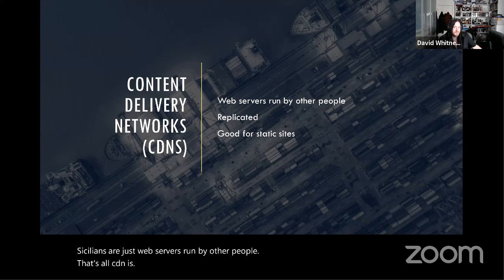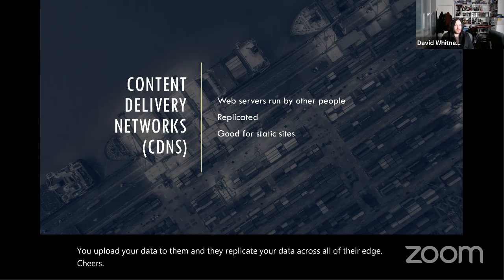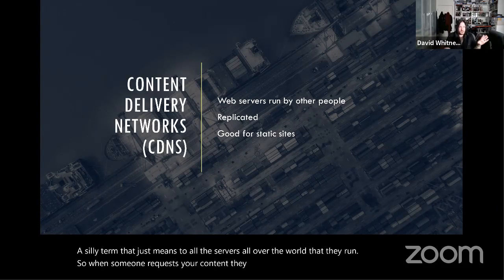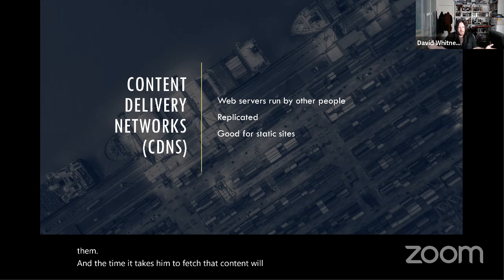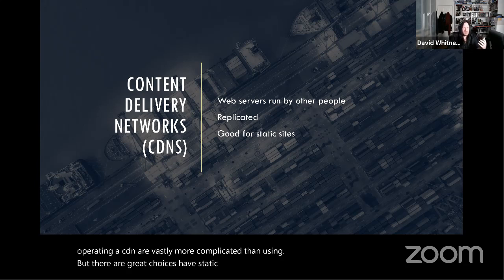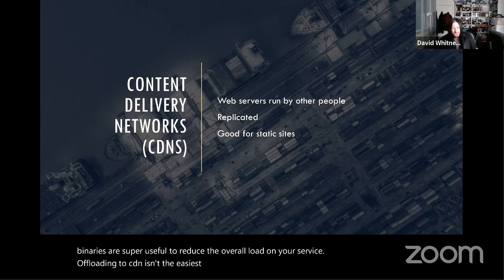You upload your data to them, and they replicate your data across all of their edges, a silly term that just means all the servers all over the world that they run. So that when someone requests your content, the DNS response will return a server that's close to them, and the time it takes them to fetch that content will be much quicker. The mechanics of operating a CDN are vastly more complicated than using one, but they're a great choice if you have a lot of static assets like images or especially big files, videos, large binaries. They're also super useful to reduce the overall load on your servers. Offloading to a CDN is one of the easiest ways to get extra performance for incredibly minimal cost.